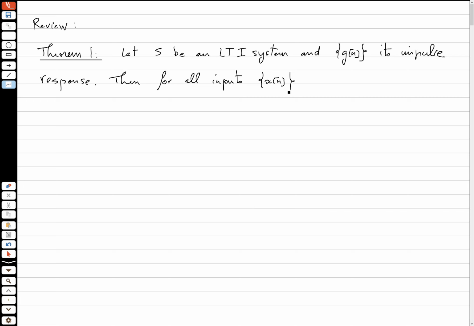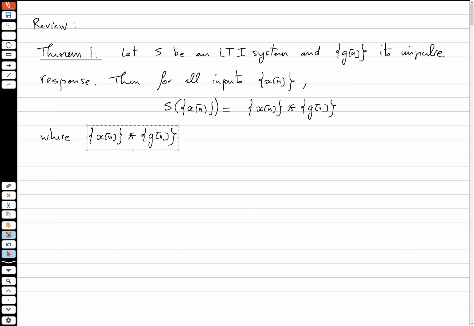we have the result that the response of S to x of n is the convolution between x and g, where the convolution is defined by the sum of x of k g of n minus k.